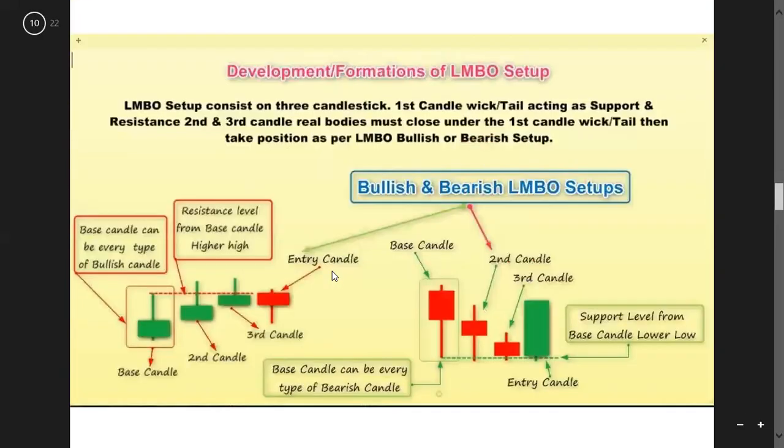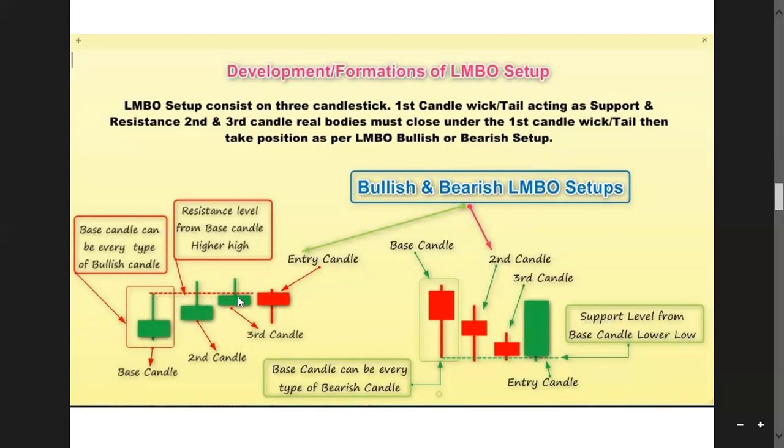And then we go to the LMBO setup. The LMBO setup depends upon the first base candle. The base candle wick is longer compared to the body. Here we see that this wick is much stronger, larger than the body. We can count this candle, this candle, this candle as base candles; every candle we can assume is a base candle. But after the base candle, the two candles must close under the base candle's upper wick. So that is the base candle, and these two candles close below the upper wick.